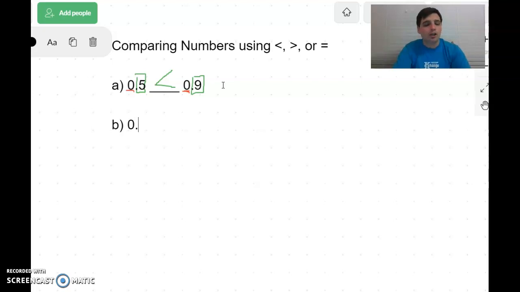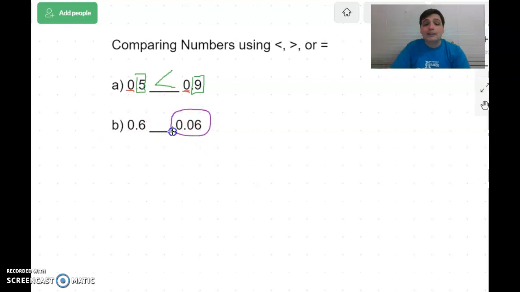Question B will compare 6/10 to 6/100. Now I know what some of you think. Some of you think, okay, this one has more numbers in it, so it's got to be bigger. Let's look at our chart. I have 0 ones, so that's the same. They're both the same. Then I have 6/10 here and 0/10 here. Because my tenths are what I'm looking at to see if it's bigger or not, I know that's bigger. So I know 6/10 is greater than 6/100.